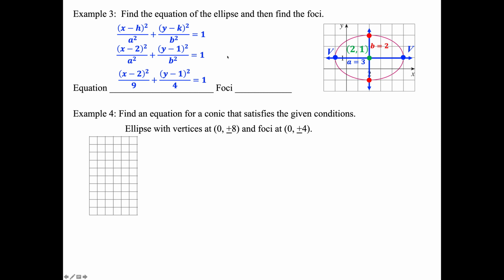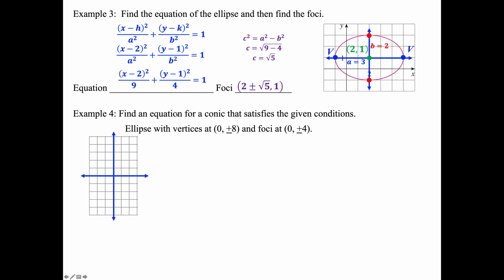Now to find your foci, 9 minus 4 is going to be 5. We need to take the square root of 5. And again, that's horizontal, so we have to change your x-coordinate of 2. 2 plus or minus the square root of 5, comma 1.